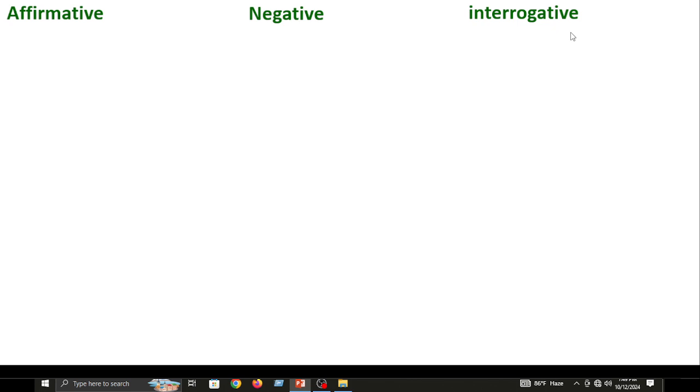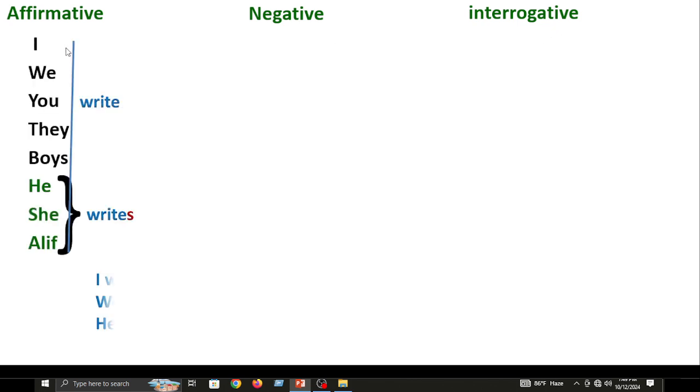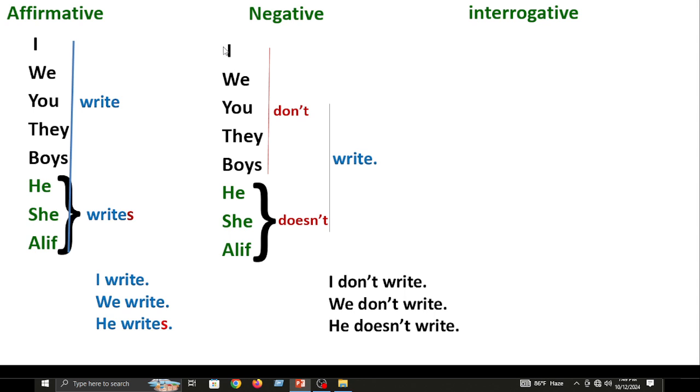Affirmative, negative and interrogative sentence. আমরা অলরেডি অ্যাফার্মেটিভ সেন্টেন্স মেকিং দেখেছি, যেমন সাবজেক্ট নিব আমরা I write, that means I write regularly, I write usually, I write everyday, we write, you write, they write, but he writes, she writes, Alif writes. ওকে, নেগেটিভ সেন্টেন্সের জন্য আমাদের কী করতে হবে? We have to take don't or doesn't. ওকে, I don't write, we don't write, you don't write, they don't write, boys don't write.